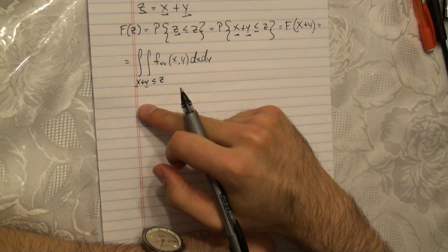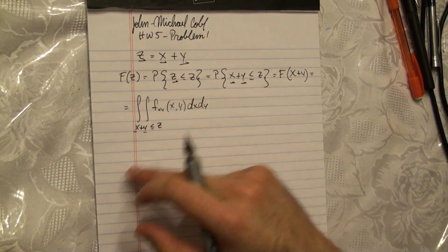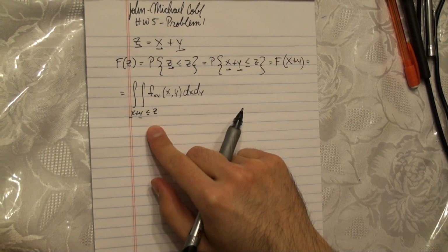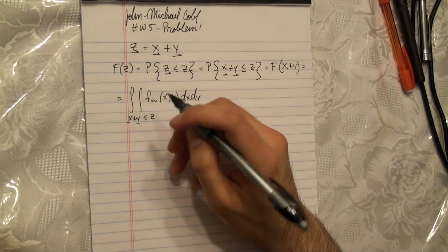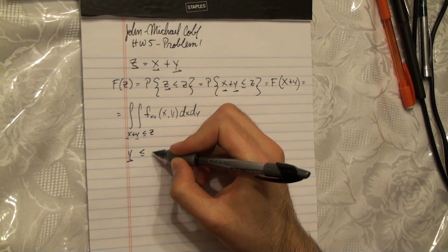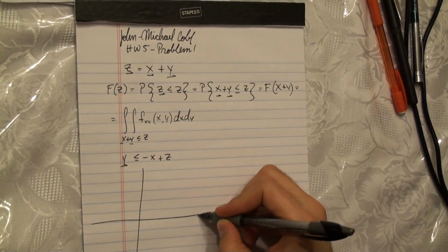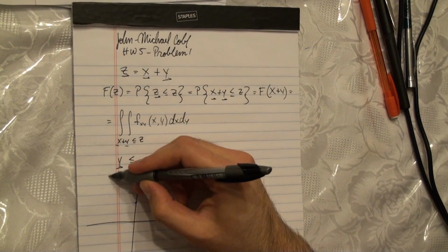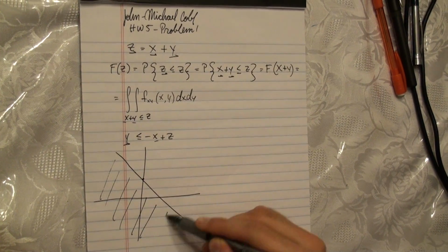So we basically turned this into an integration of two random variables. We can proceed in two ways. The first way, we can solve for y and say that y is less than or equal to minus x plus z. In that case z is just some constant, minus x is the slope, it goes down like this, and this is the area that we're concerned with.